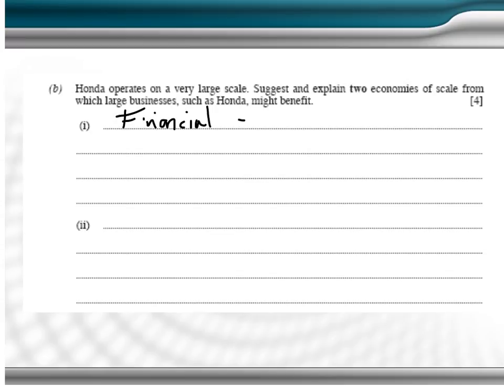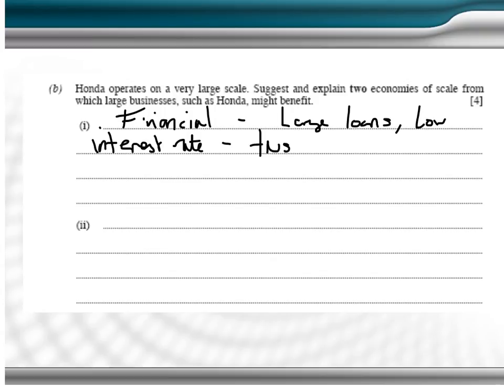Then I get another mark for saying the large firms will be able to get large loans. So that might give me a second mark. At a low interest rate. So that might get me a third mark. And then finally I might say because they trust big firms more. If I said all those things, I'd probably get 4 marks just for my first point.